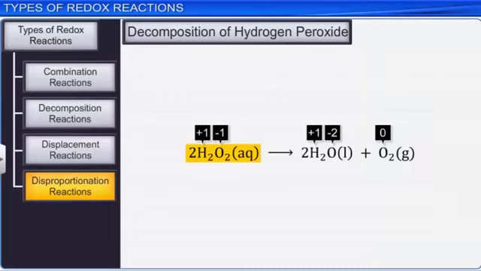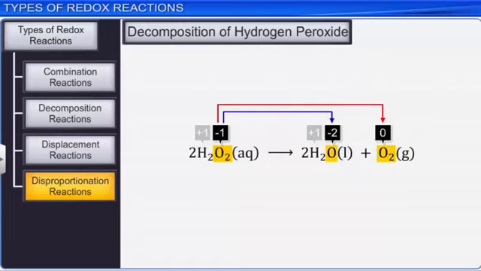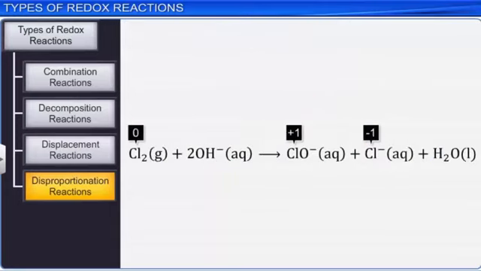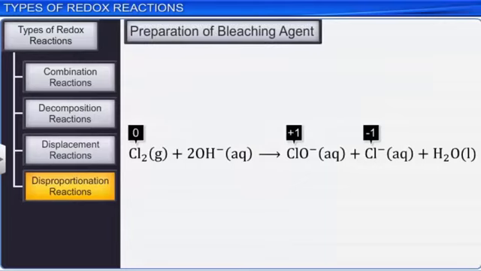Here, oxygen has a -1 oxidation number in hydrogen peroxide. It gains electrons and decreases to -2 in water, and loses electrons and increases to 0 in O2. Here is a disproportionation reaction that illustrates the preparation of household bleaching agents. In this reaction, hypochlorite ion, which shows bleaching action, is formed by dissolving chlorine in alkali.